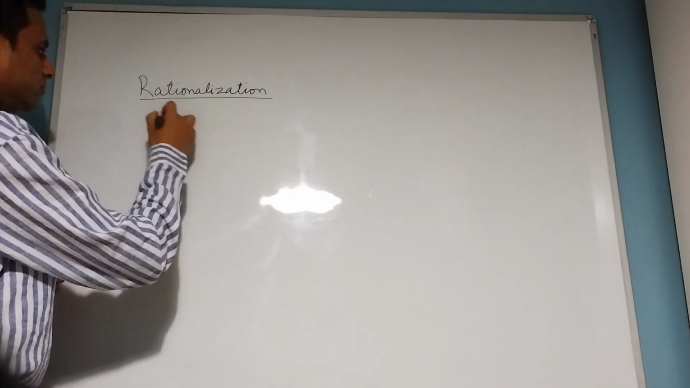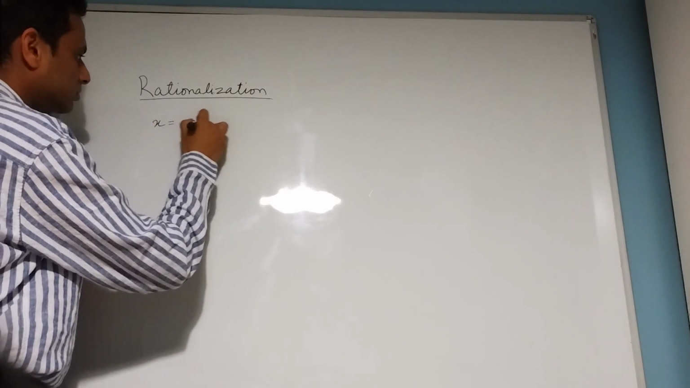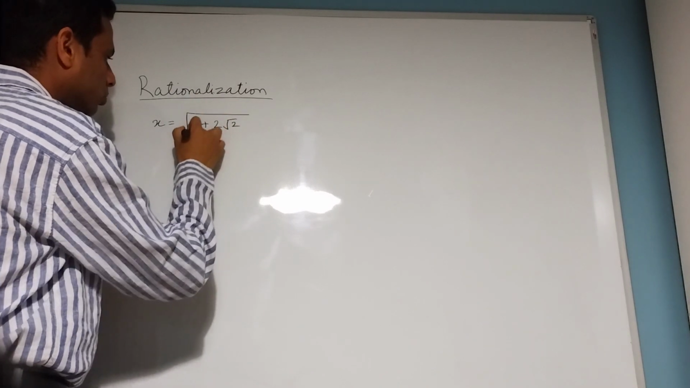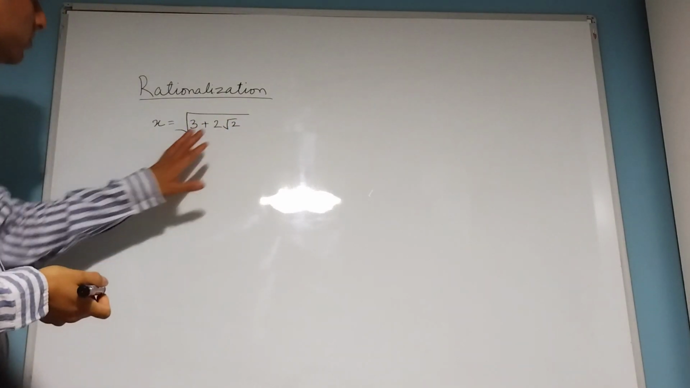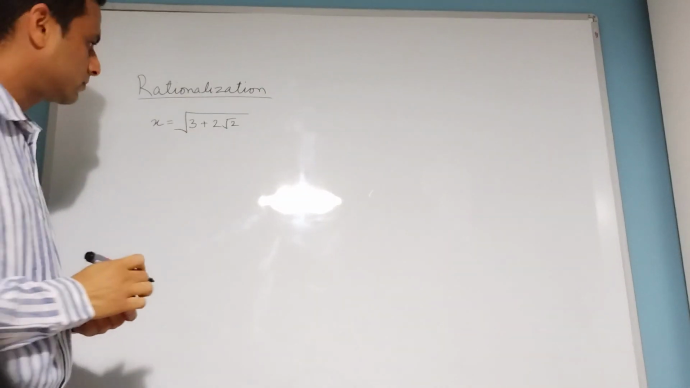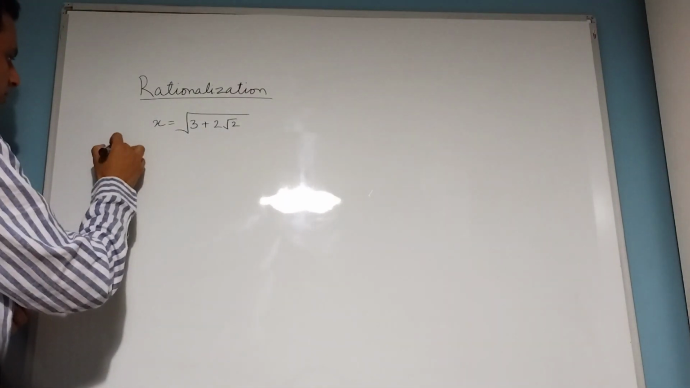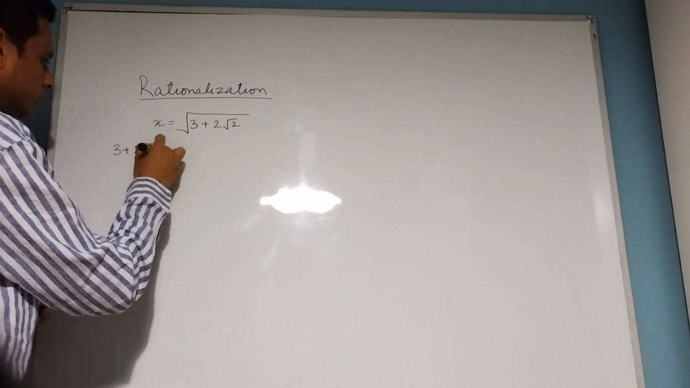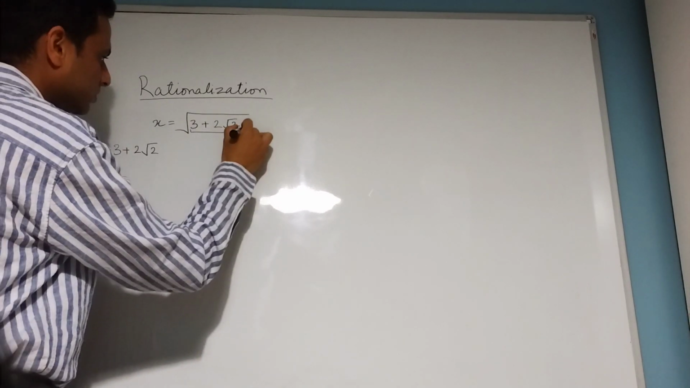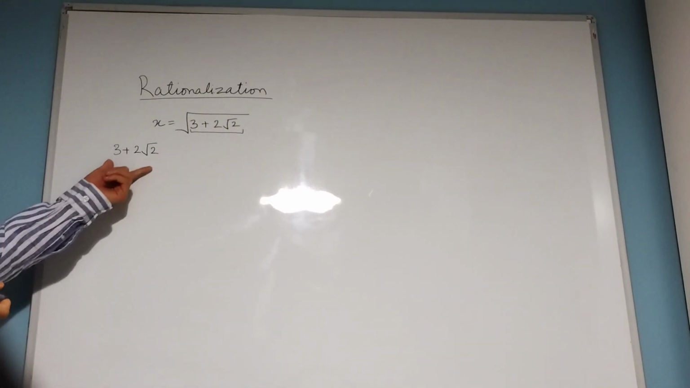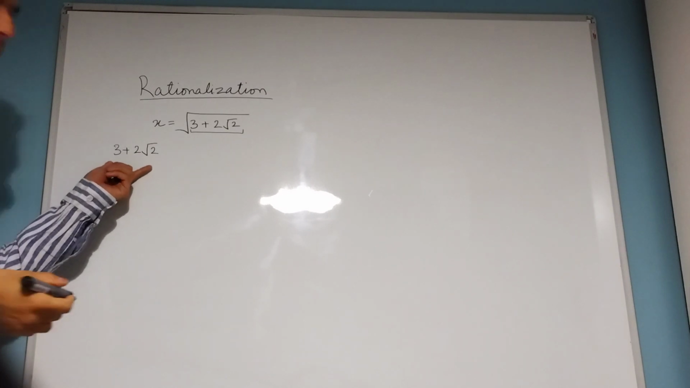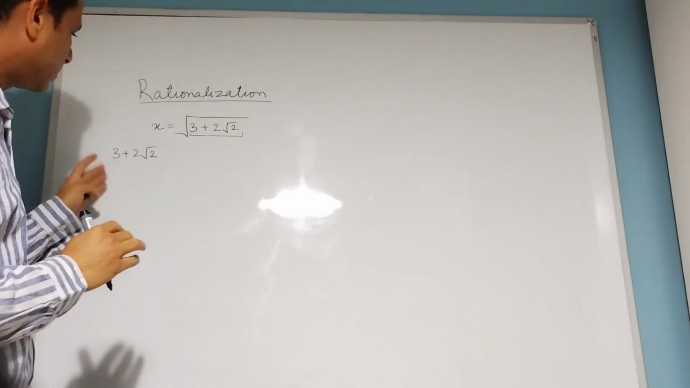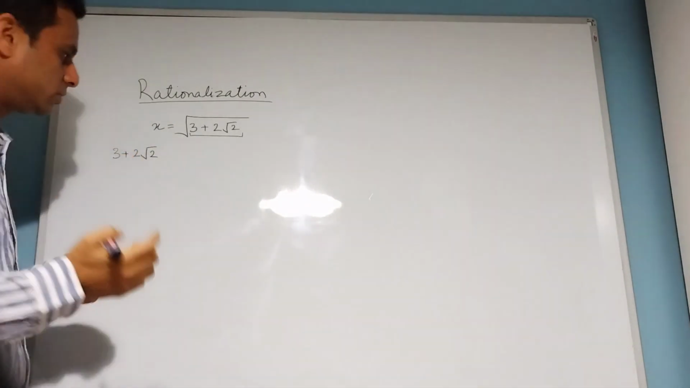of a surd. If x equals 3 plus 2 root 2 whole root, you have to simplify this expression. So you see that 3 plus 2 root 2, I'm just taking the inner part of this expression, just trying to solve this first, and we see that there is nothing in the denominator. So we cannot actually rationalize the denominator because there is no denominator.